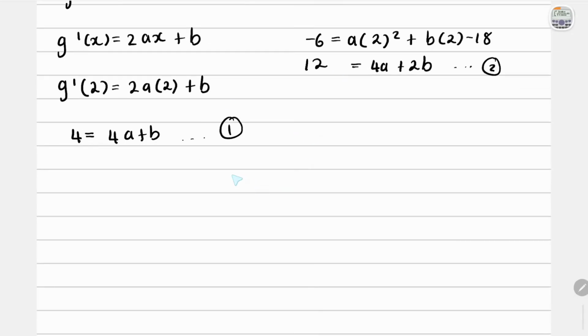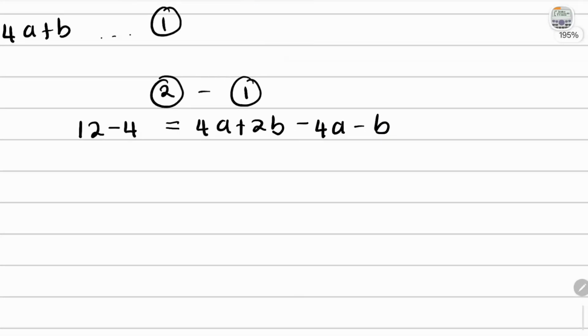So what we can just say is take equation 2 minus equation 1. So the left-hand side of equation 2 minus the left of equation 1. So that's going to be 12 minus 4 is equal to, and then again here, that's 4a plus 2b minus these 2. Now, of course, you put that in brackets, but after the brackets, what's going to happen is that minus distributes in and becomes negative 4a minus b.